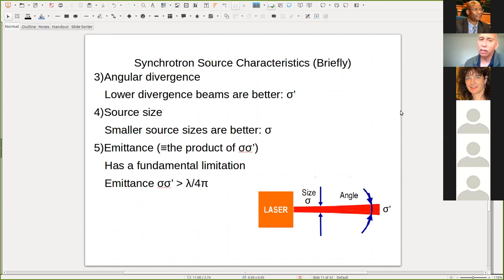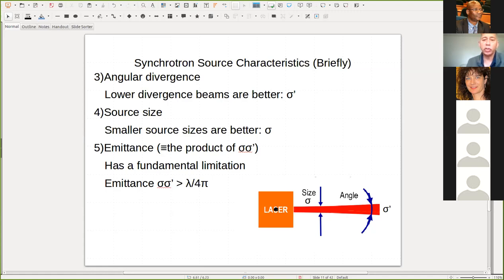So I'm going to say something about the other properties of synchrotrons, which are perhaps less familiar to people who don't work at a synchrotron but work with X-rays, for example. The key property of synchrotrons that keeps improving with each new one that gets built is really the emittance. So there's the angular divergence.